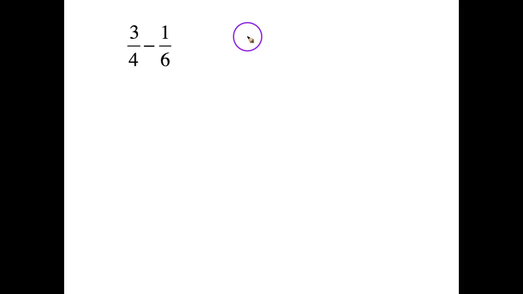So here, let me give you an example. The first one, 6 times 1, which is 6. Can 4 be made into 6? No. So the next one would be 12. Can 4 be made into 12? The answer is yes. So guess what? This is my lowest common denominator. So I'm going to go ahead and write 12 as a denominator and 12 as a denominator.